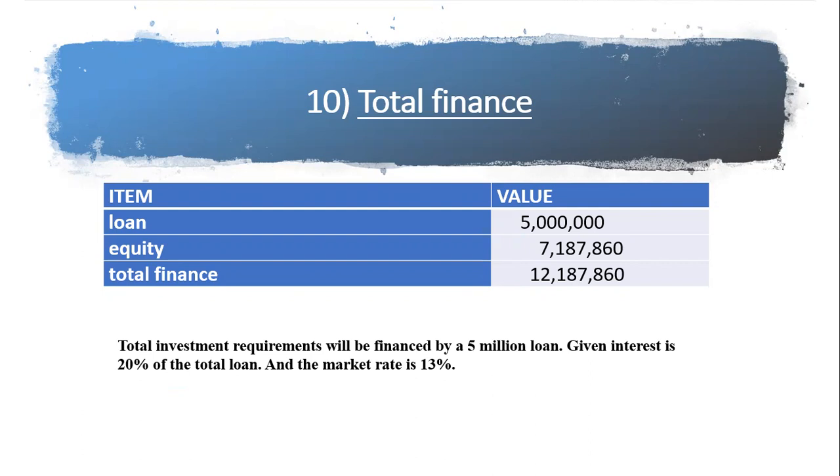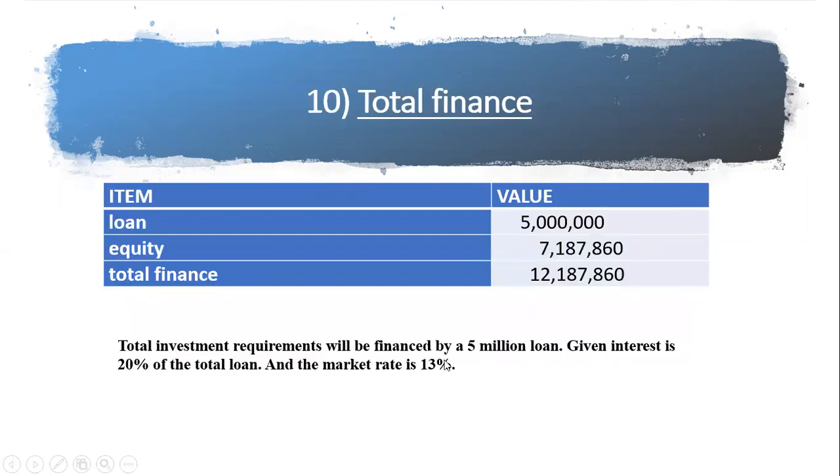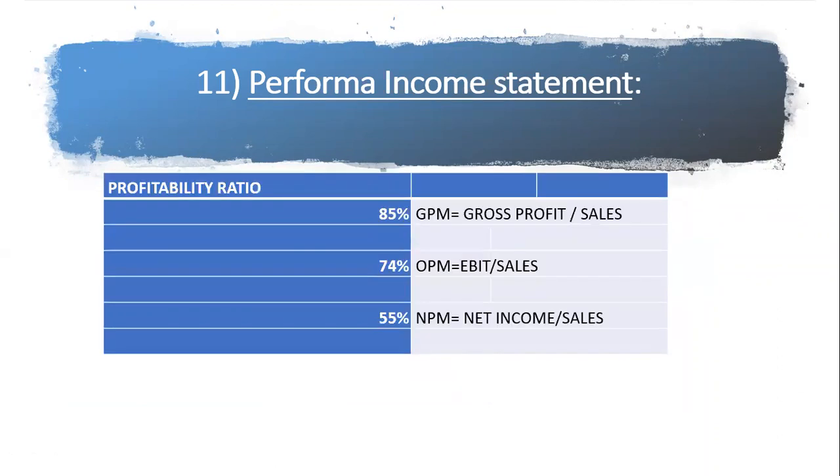Finally, we're going to do the pro forma income statement. You're going to subtract all the expenses from COGS, overhead, and interest. We just mentioned it is the percentage that we use here, the 20% times the 5 million, and it is 1 million constant. And you have here a very interesting pro forma income statement, all are positive.